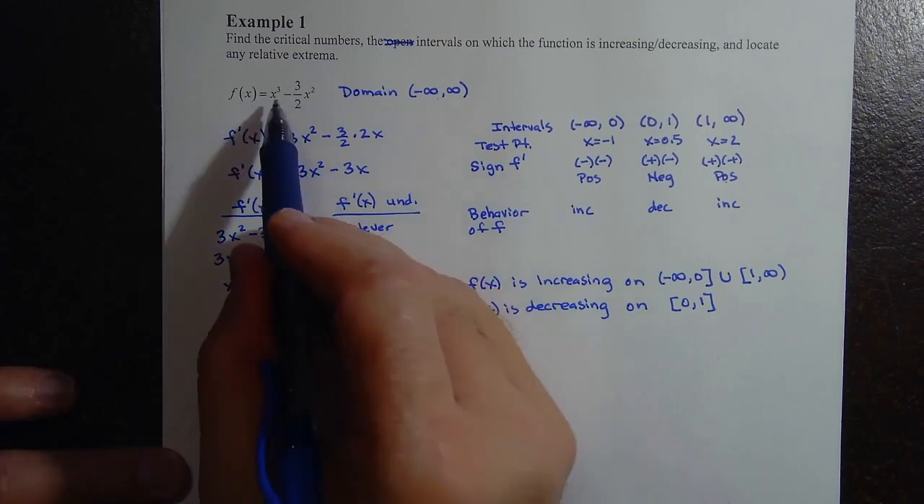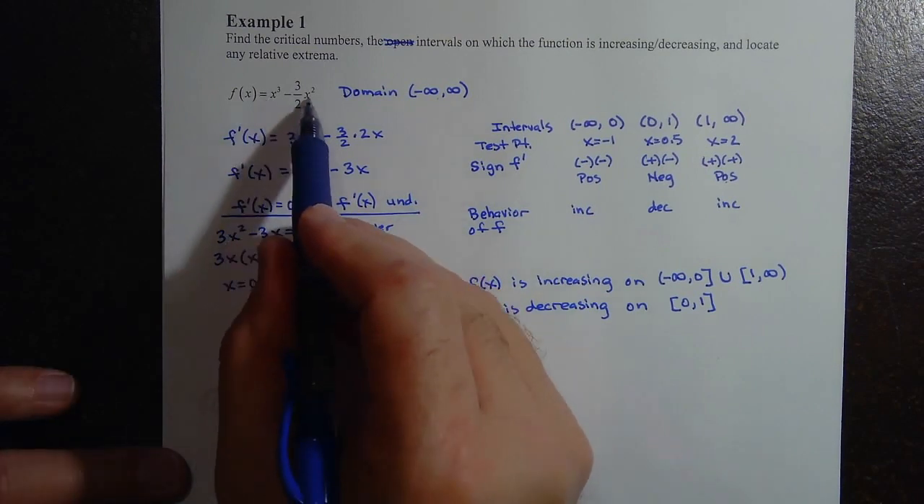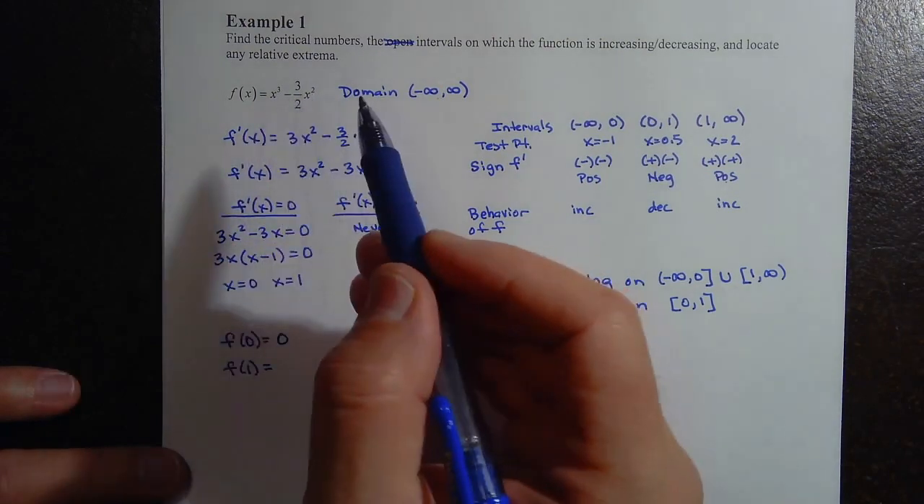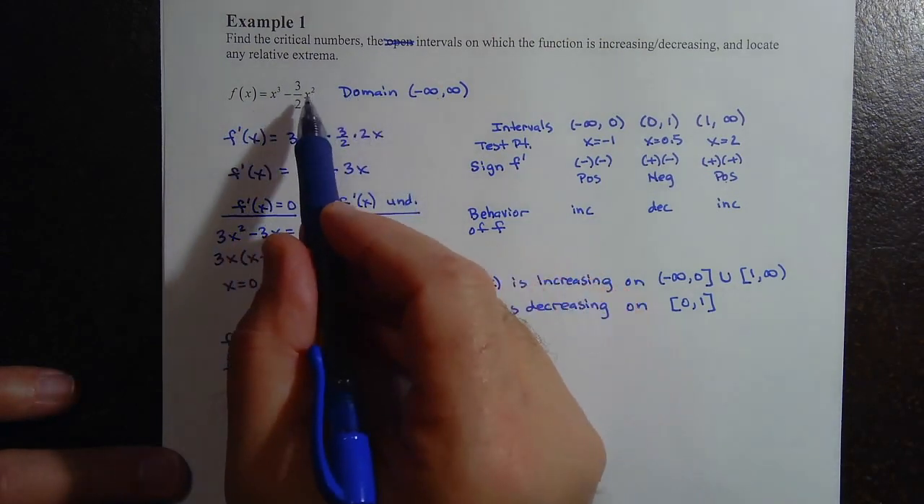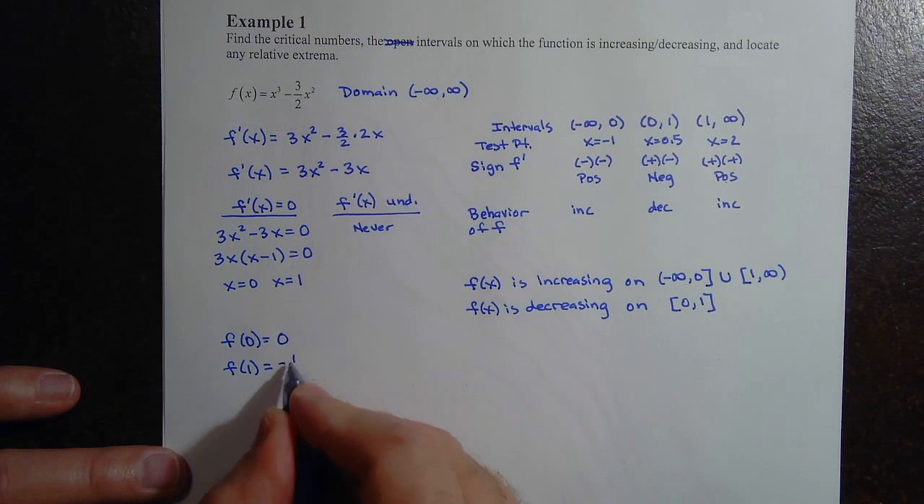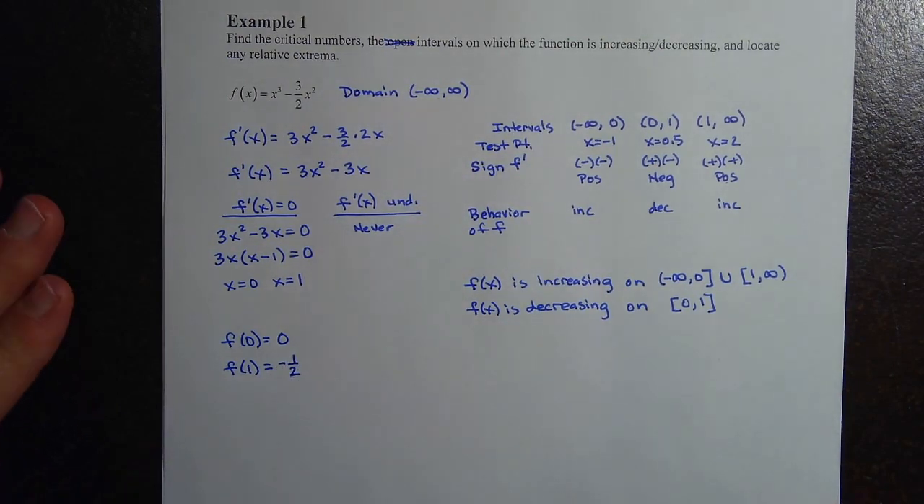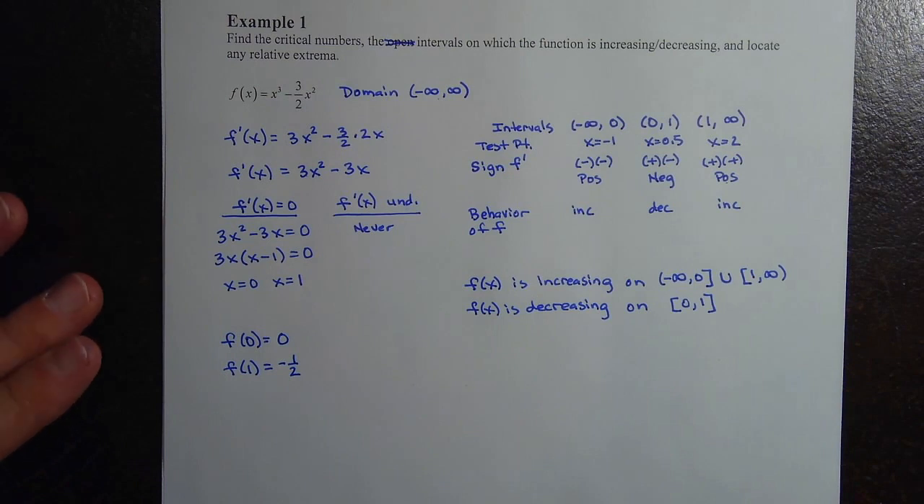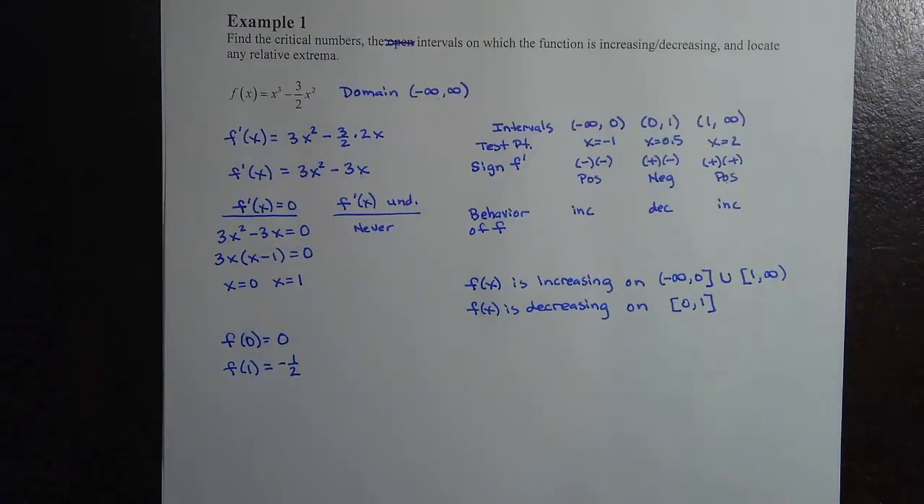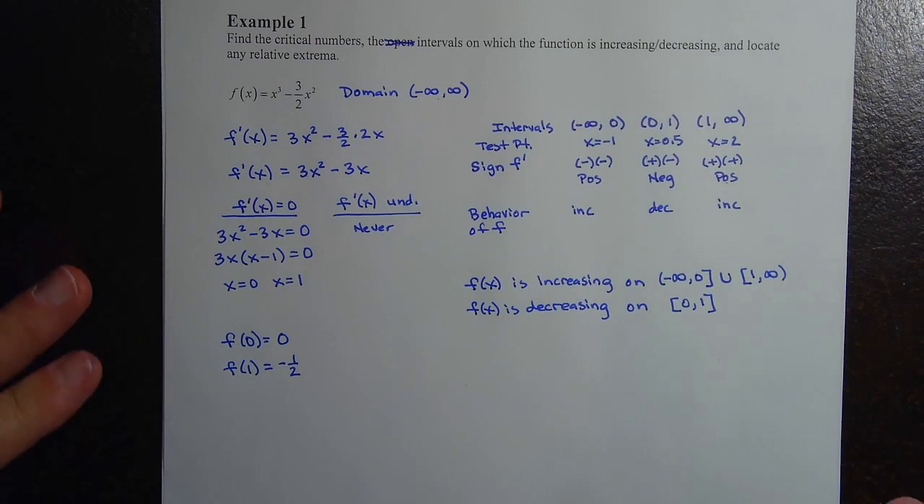Okay, and f of 1 would be 1 minus 3 halves, or 2 halves minus 3 halves, which is negative 1 half. That's what we would get out of that, okay? Now you have to give a justification of why we're saying there's a relative max. You always have to do this. If you don't say this, you might as well have not done the problem, because this is where you get the justification.